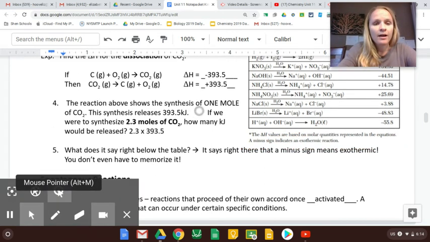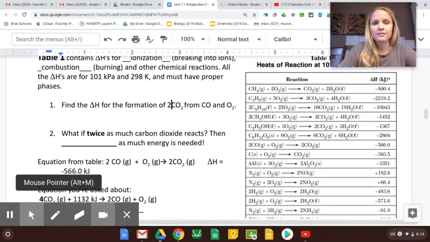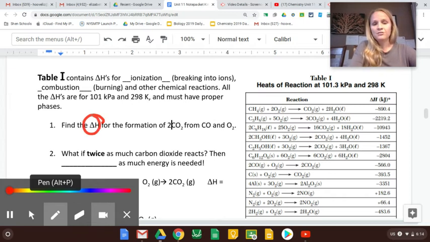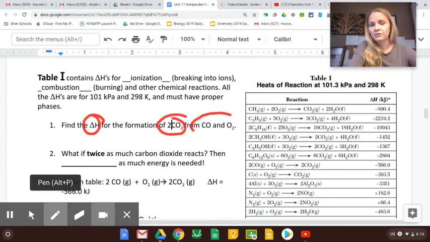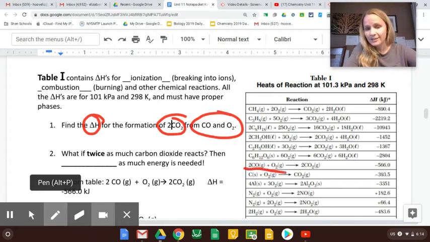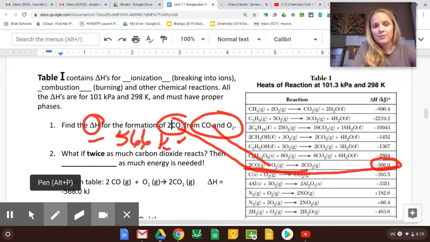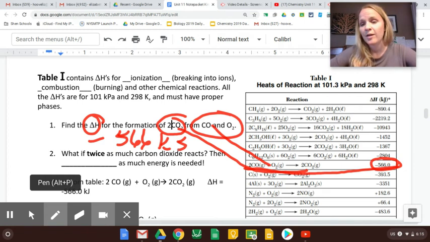Okay. So you might be asked to look up one of these numbers. So let me give you an example. It might say, what's the delta H for forming 2CO2 from CO and O2? So you just find that exact reaction. There it is. There's me making CO2 from CO and O2. What's it cost? It costs negative 566 kilojoules, meaning that reaction happens with a release of 566 kilojoules of energy.